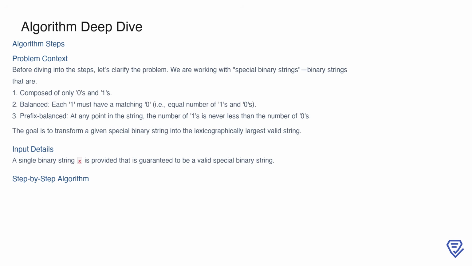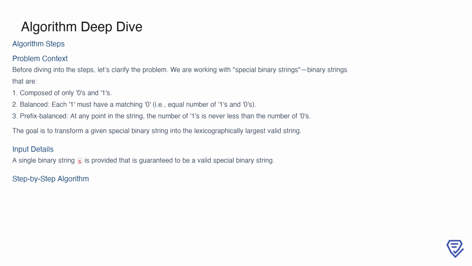To begin, let's understand the nature of special binary strings. These strings are composed of only zeros and ones, and they follow two important rules. First, they must be balanced, meaning the number of ones matches the number of zeros. Second, they must be prefix balanced, which ensures that at no point in the string does the count of zeros exceed the count of ones. With these properties in mind, our objective is to transform a given special binary string into the lexicographically largest valid string. The input is a single binary string, which is guaranteed to meet the requirements of a special binary string.